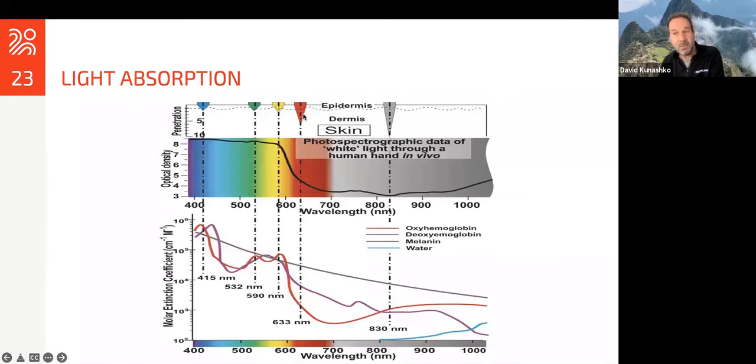But as you get into red, it starts to penetrate a little bit deeper. So it can get into the blood and deep to the epidermis and hypodermis, and even into some soft tissues like muscle, depending on where you're treating. So it can be an effective wavelength.